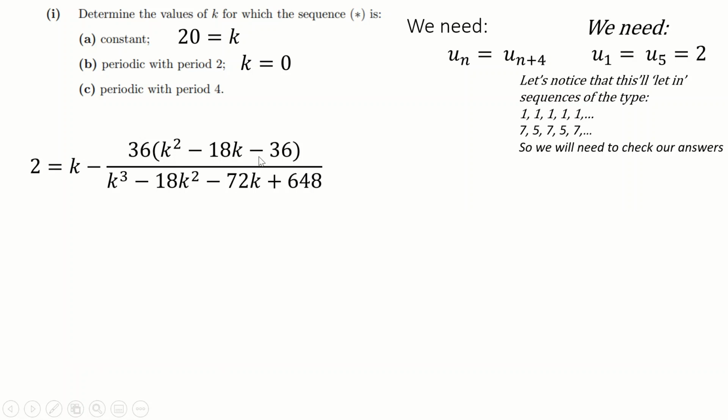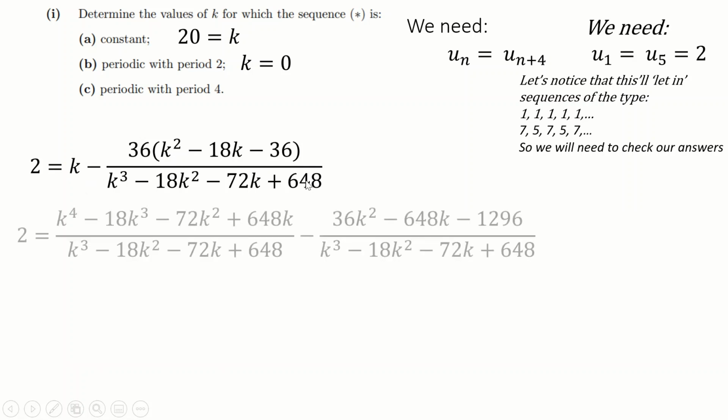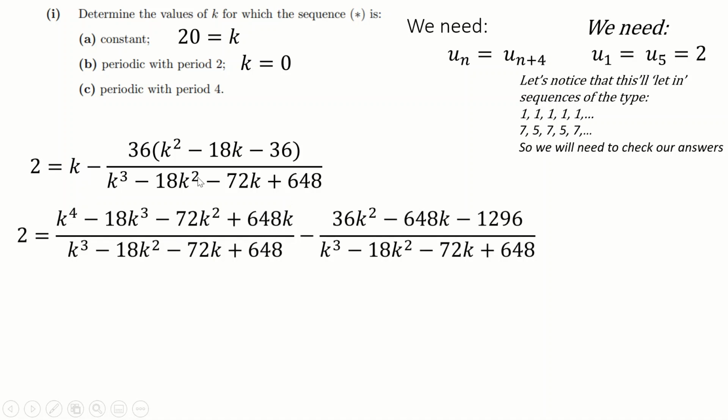I can expand out this top bit, and I can also change this again, just like I've done a couple of times before, to have a denominator of this here. So I'm going to times this by this over itself to give me this. Done that same kind of idea a couple of times before. I am going to expand this out. Now, 36 times 18 I've already done. That was the 648 that I did in the last slide.